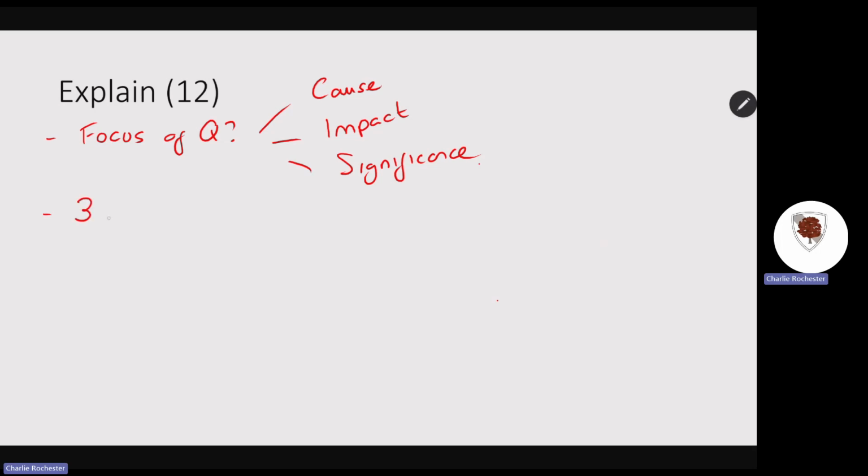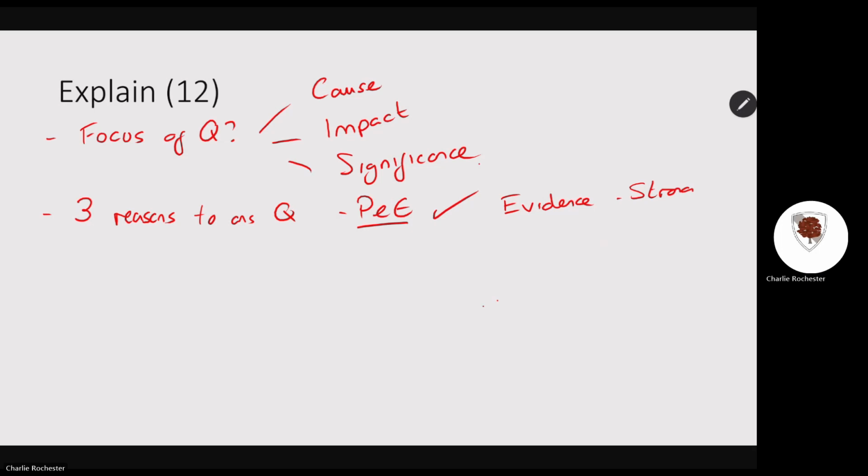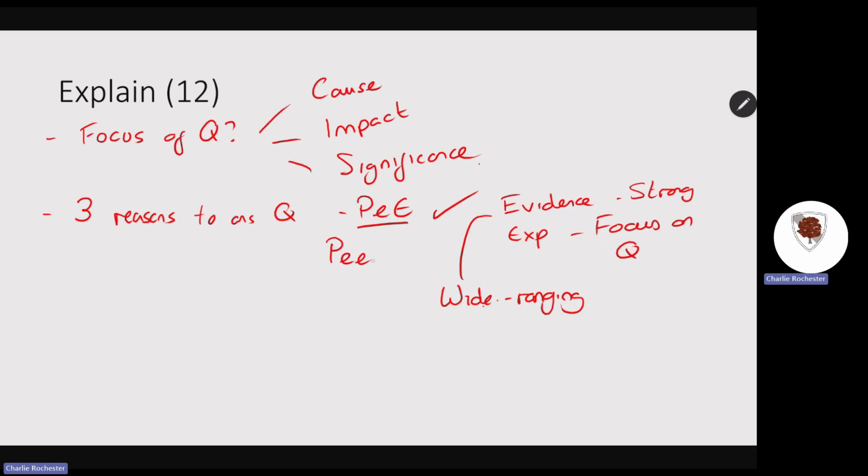You then must remember that we need 3 reasons to answer the question. Now, if that is just a P paragraph, that will be okay, as long as the evidence is strong and the explain puts focus on the question. The one thing the mark scheme says is the evidence should be wide-ranging, hence why we tell you to do 3 lots of evidence, then explain it, because then you will hit the criteria to get 10 out of 12 and above.